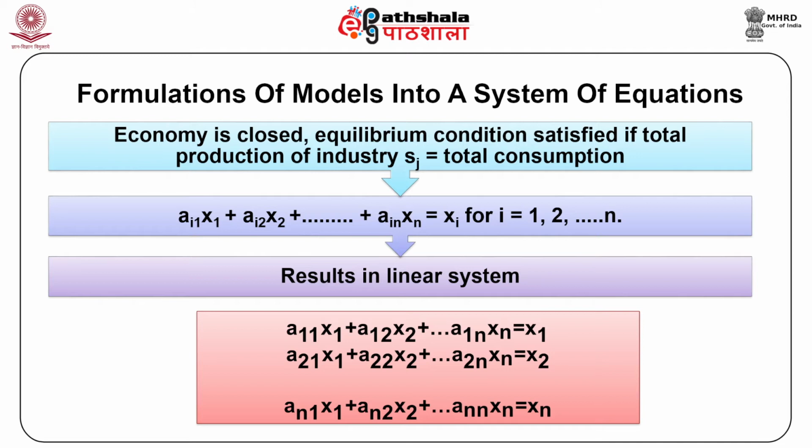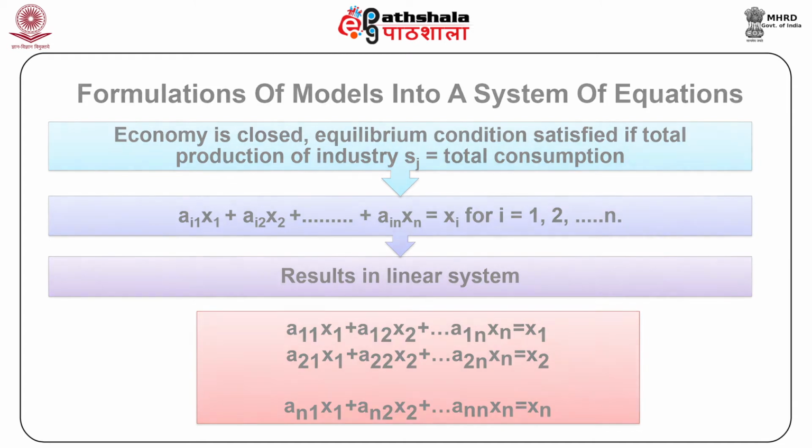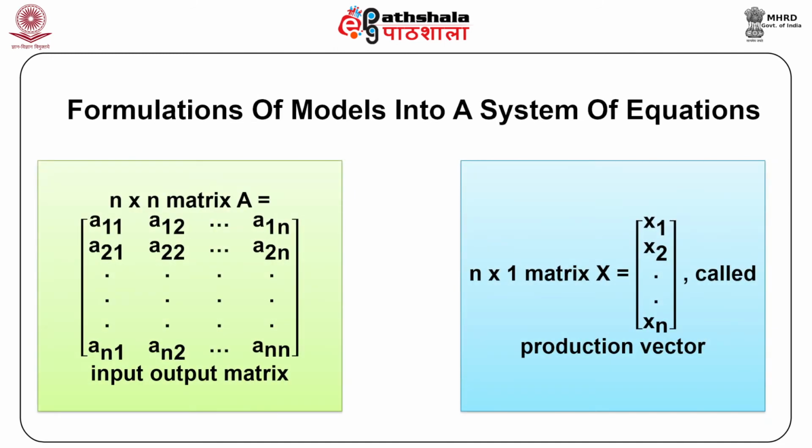This results in the linear system: A11 x1 plus A12 x2 plus up to A1n xn equals x1, A21 x1 plus A22 x2 plus up to A2n xn equals x2, and so on, An1 x1 plus An2 x2 plus up to Ann xn equals xn. Here the n×n matrix A, equal to A11, A12 up to A1n, A21, A22 up to A2n, then down to An1, An2 up to Ann, is the input-output matrix.